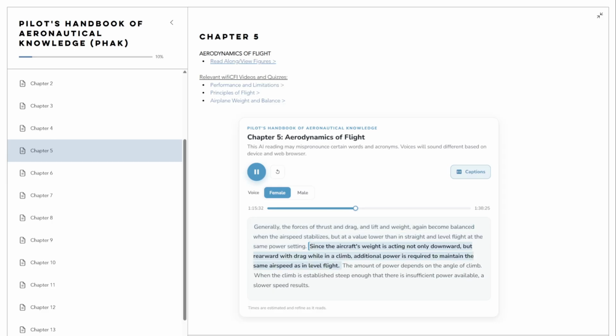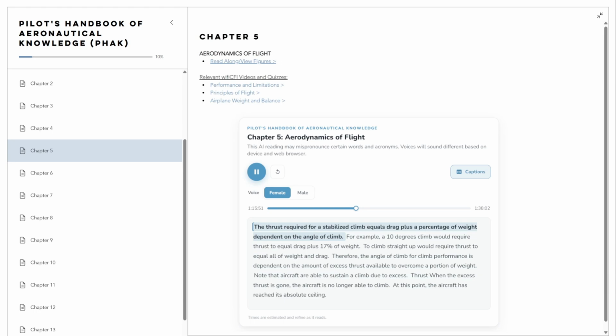Since the aircraft's weight is acting not only downward, but rearward with drag while in a climb, additional power is required to maintain the same airspeed as in level flight. The amount of power depends on the angle of climb. When the climb is established steep enough that there is insufficient power available, a slower speed results. The thrust required for a stabilized climb equals drag plus a percentage of weight dependent on the angle of climb.